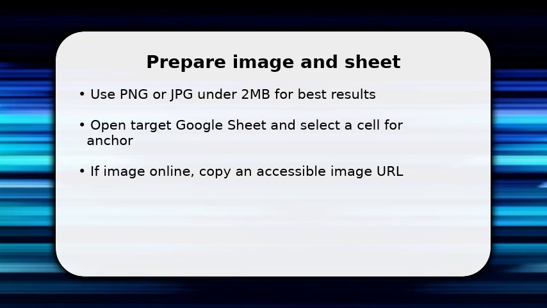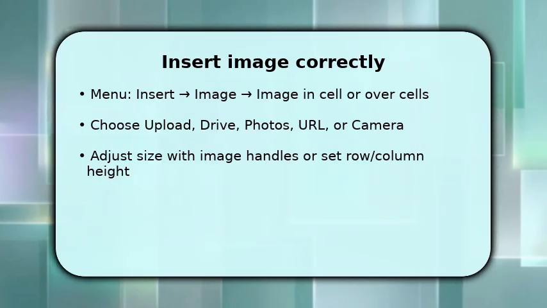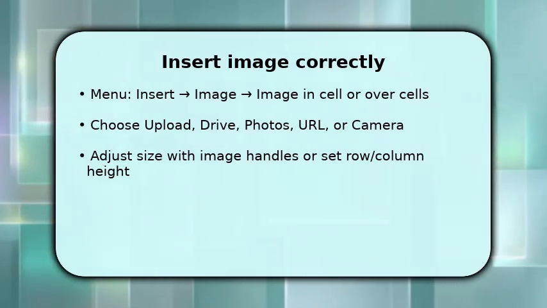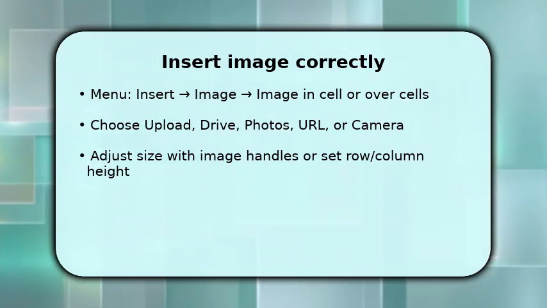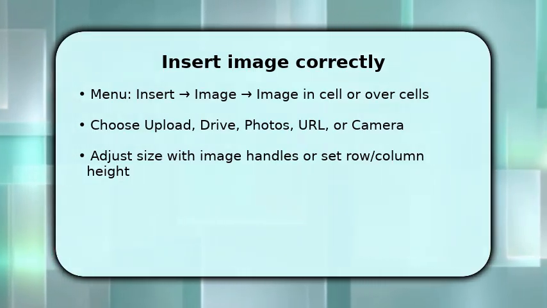Now insert the image using Google Sheets Insert menu. You can choose Image in Cell to lock it to a cell, or Image over Cells for free placement. Select Upload, Drive, Photos, or paste a direct URL. Click the chosen file and let Sheets process it.